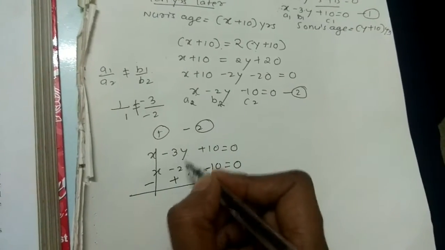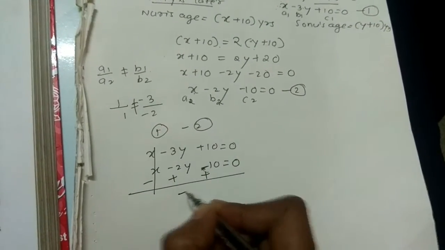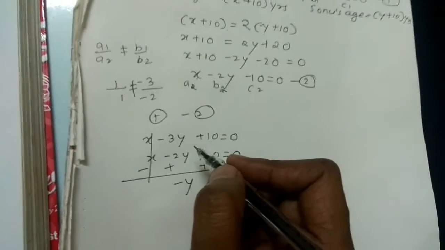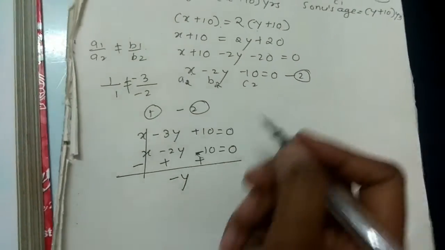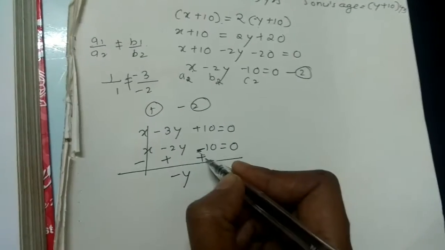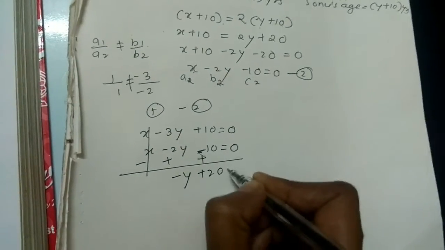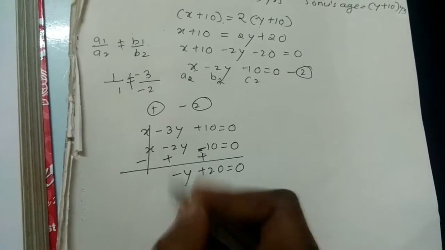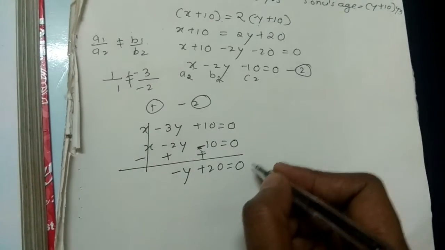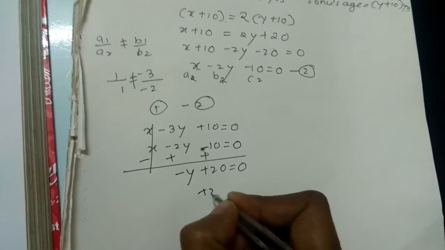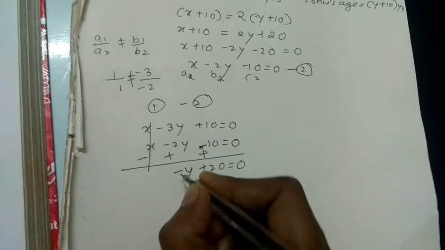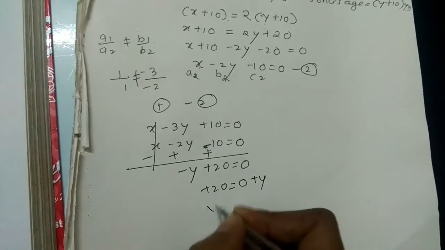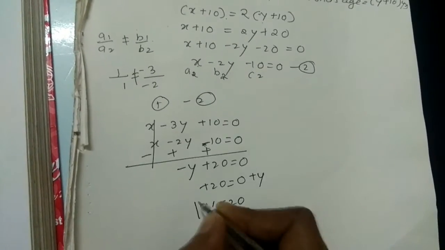Now minus 3y plus 2y will be what? Minus y. You know the subtraction of algebraic terms. You are learning this from 8th standard. Now plus 10 will be plus 20 equals 0. In order to write this minus y as plus y, we have to shift this y to that side. So plus 20 will remain here and 0. This minus y will be plus y. So obviously y is 20.